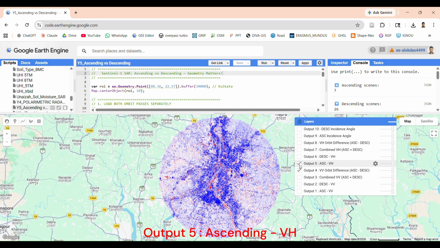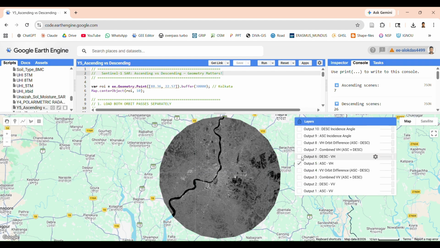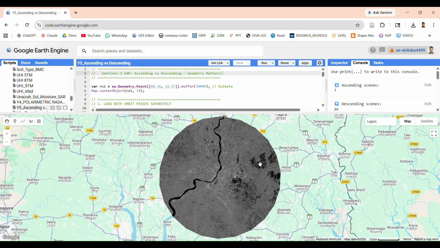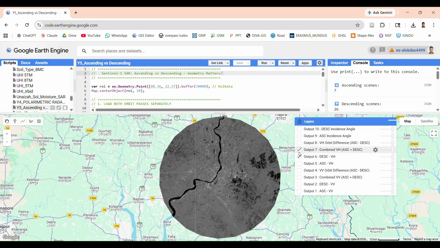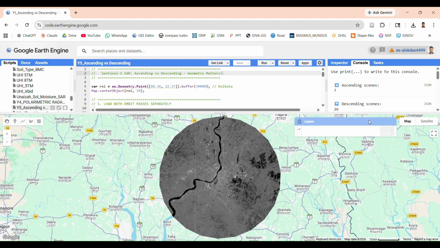Moving to output 5, ascending VH. This represents VH polarization in ascending orbit. Darker areas indicate less vegetation or smoother surfaces, while brighter areas indicate vegetation or structural complexity. In output 6, descending VH, the same interpretation applies, but again, differences appear due to orbit geometry. In output 7, combined VH, we get a more stable and complete vegetation representation with reduced noise and better coverage.